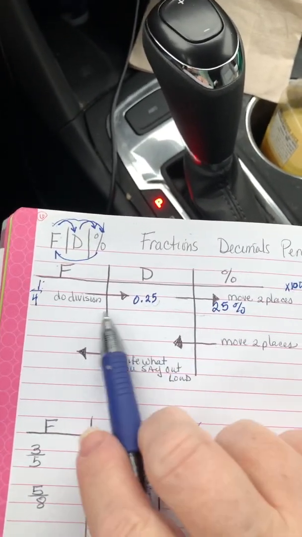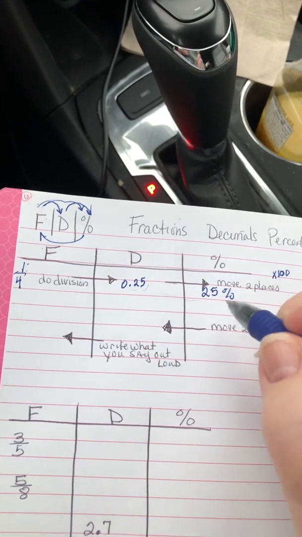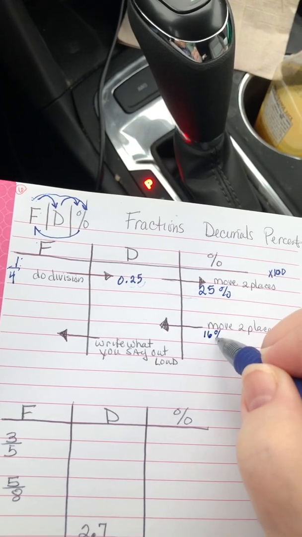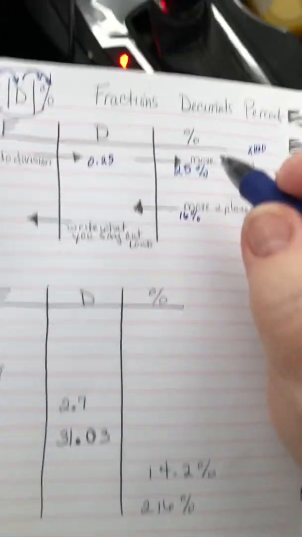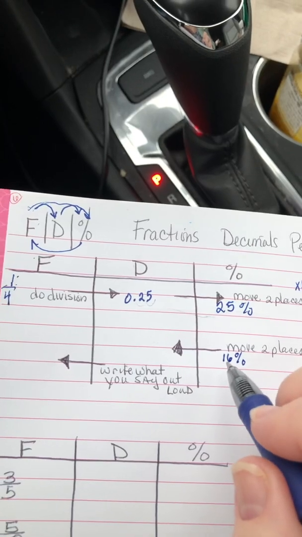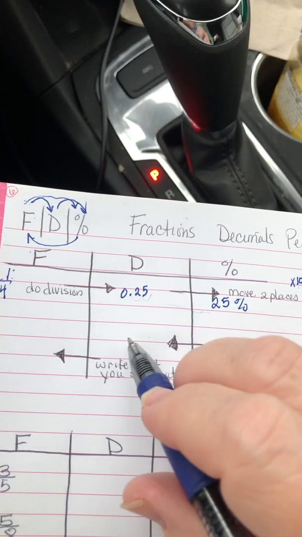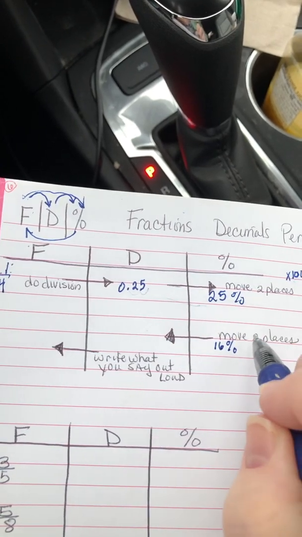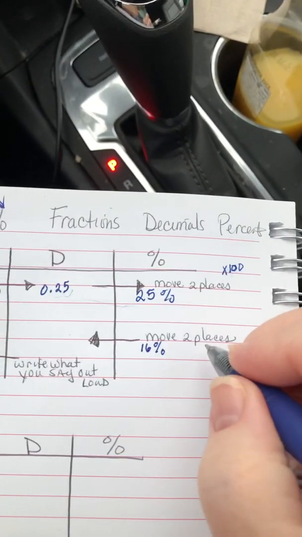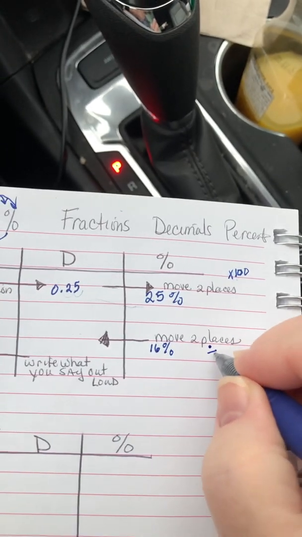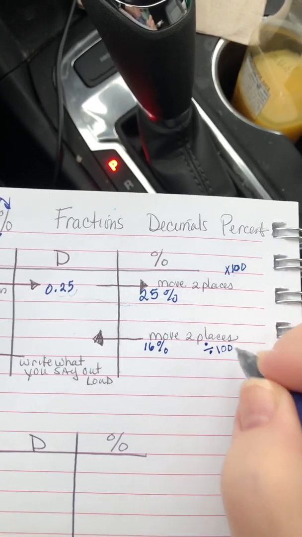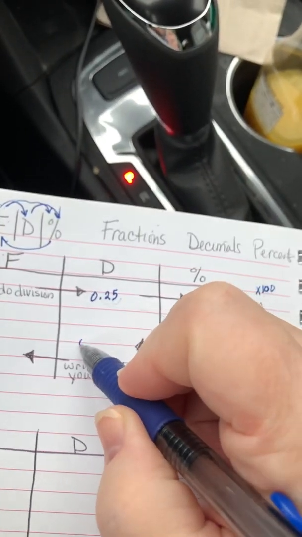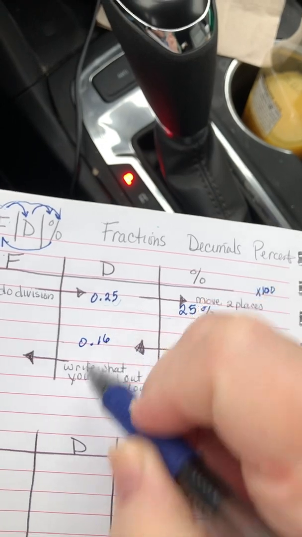If you want to go the other way, if you want to start with, let's say, 16%, then you're going to move the decimal to the left. You're moving to the left across the chart, and you want to move it 2 places to the left, and that's pulling the 100 off, removing it, so you're basically mathematically dividing by 100. And so that's how you end up with 0.16.